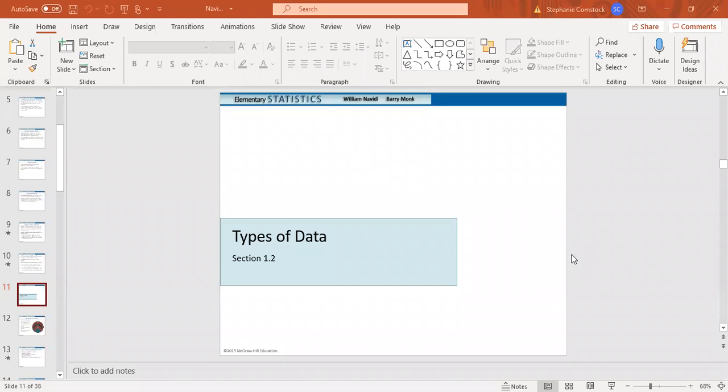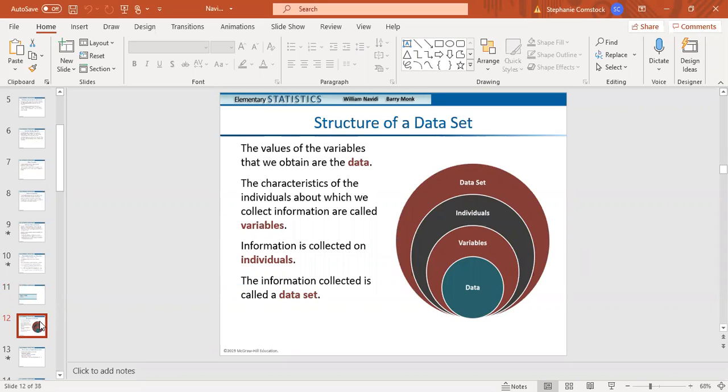Okay, so we're going to look at section 1.2, which is types of data. The first thing we've got going here is the values of the variable that we actually get. So the responses are going to be the data. Now, the characteristics that we're looking at, this may be things like height, weight, number of siblings. These are called variables. The particular people, or who we're collecting it from, are called individuals. And then the information as a whole that is collected is called a data set.